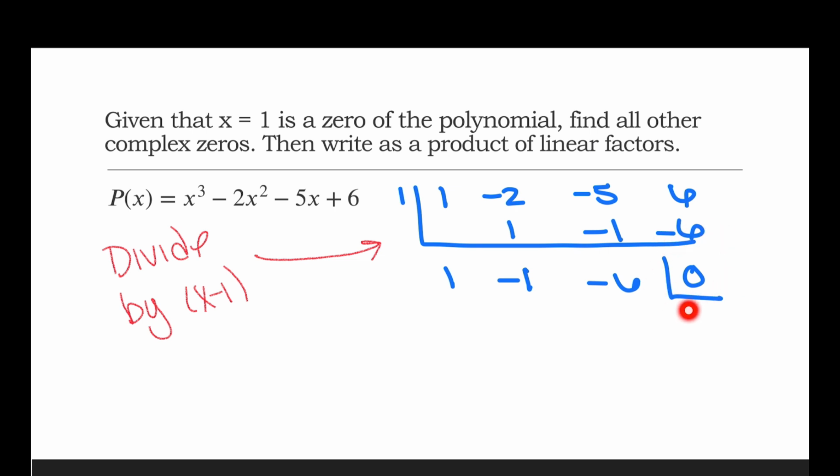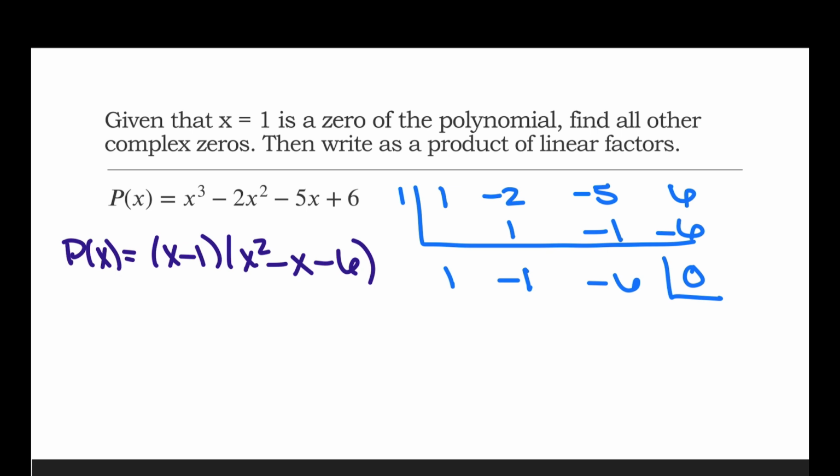And I should get 0. If x equals 1 is a zero, and x minus 1 is a factor, when I do the division, there should be no remainder. And so now I know I can factor the x minus 1 out, or divide it out, and I am left with 1x squared minus 1x minus 6. I got those coefficients of my quadratic here by looking at my answer from my synthetic division. And now I can actually finish the factoring.